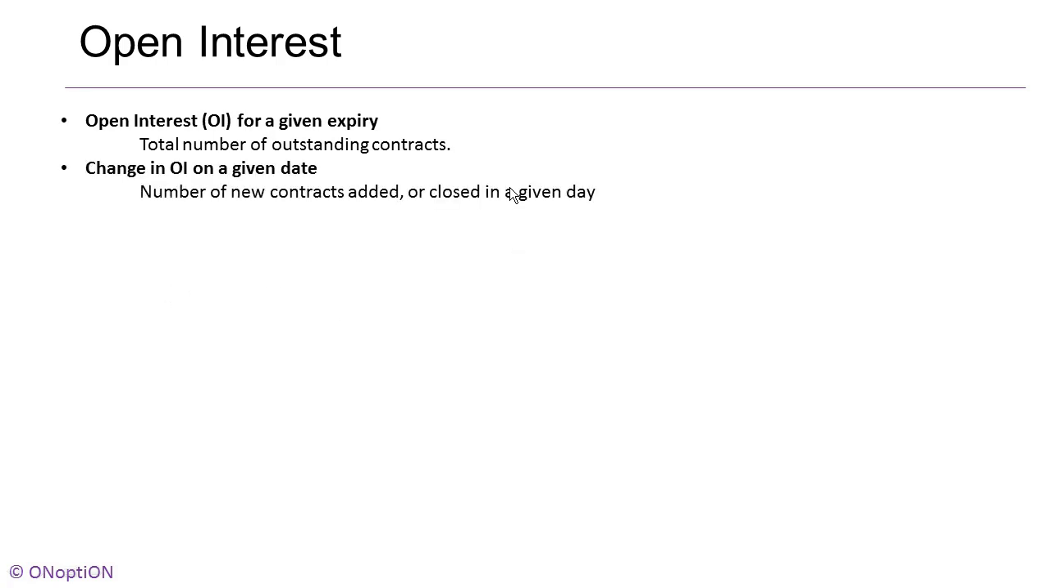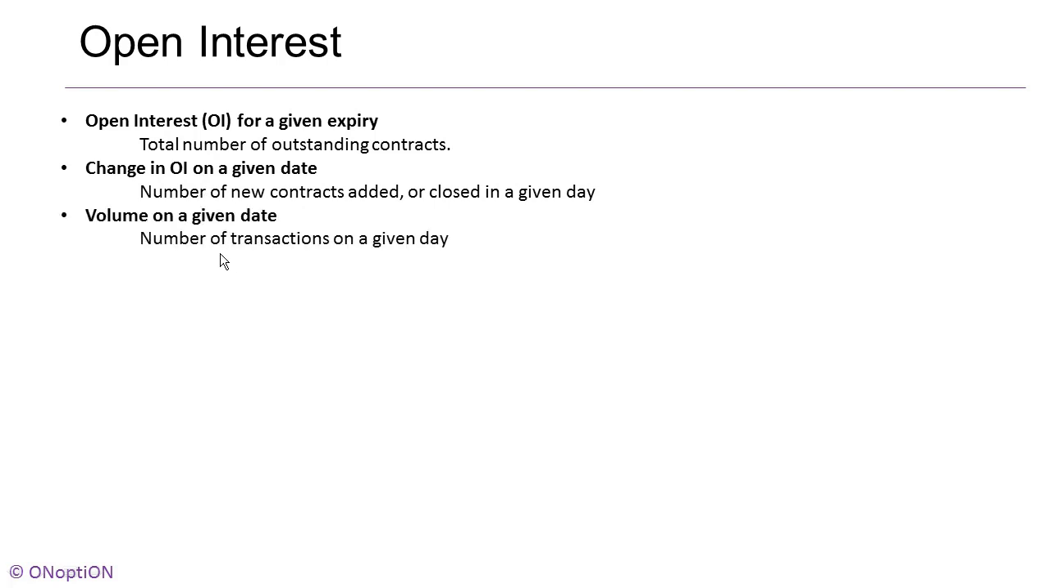Now let's move on to open interest. Open interest is nothing but the total number of outstanding or active contracts. What is change in OI? Change in OI, or change in open interest, is measured on a given date. The number of new contracts created or closed on a particular day is known as change in OI. Both open interest and change in open interest are measured in terms of lot sizes.